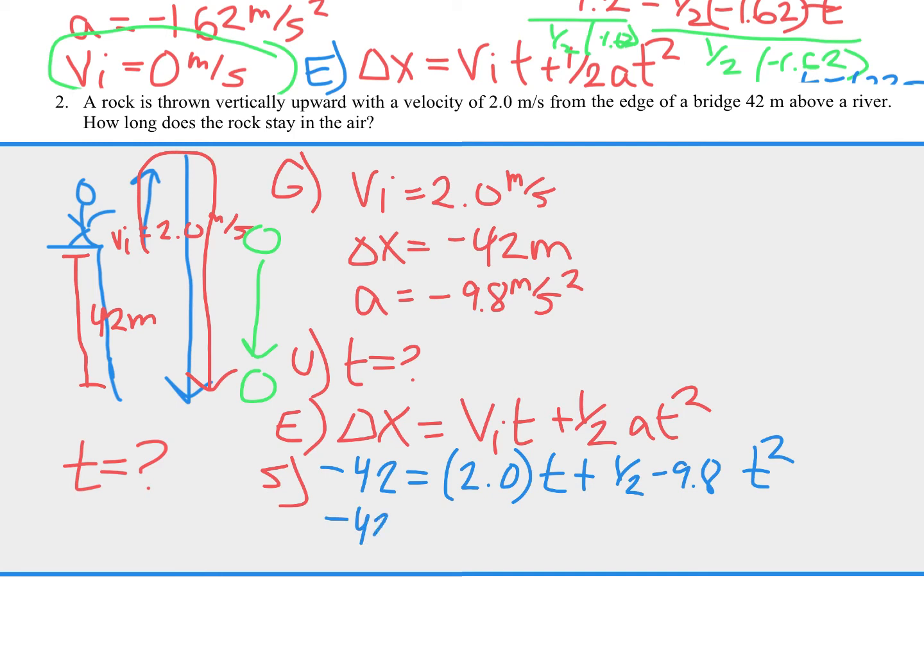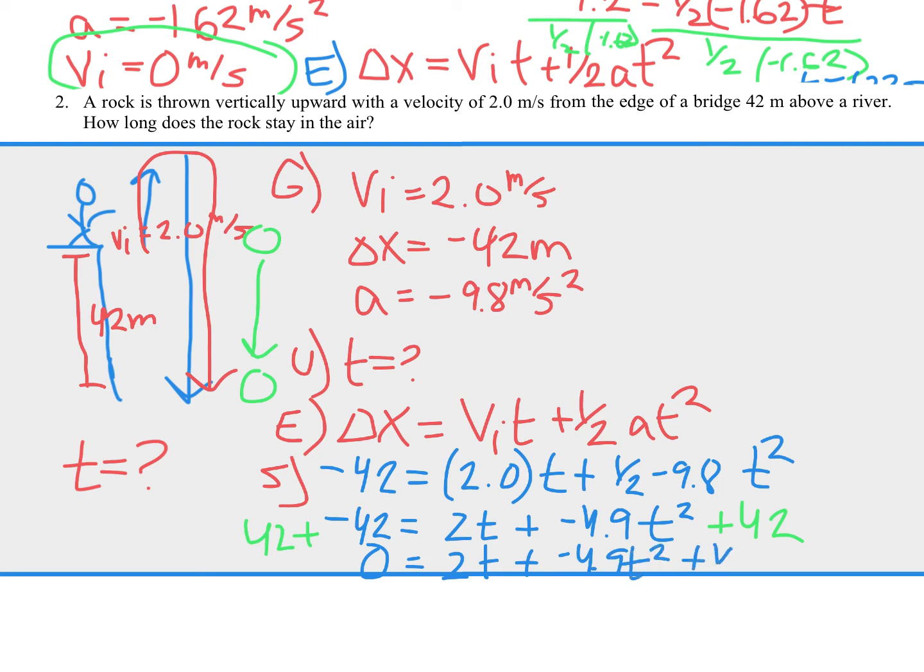What you're going to notice is this is actually going to be set up like a quadratic style equation. And if you've ever dealt with quadratics before, remember you set it equal to 0. So I'm going to put 42 to the other side. And when I do that, I end up getting 0 equals 2t plus negative 4.9 t squared plus 42. Now that is a quadratic style equation.